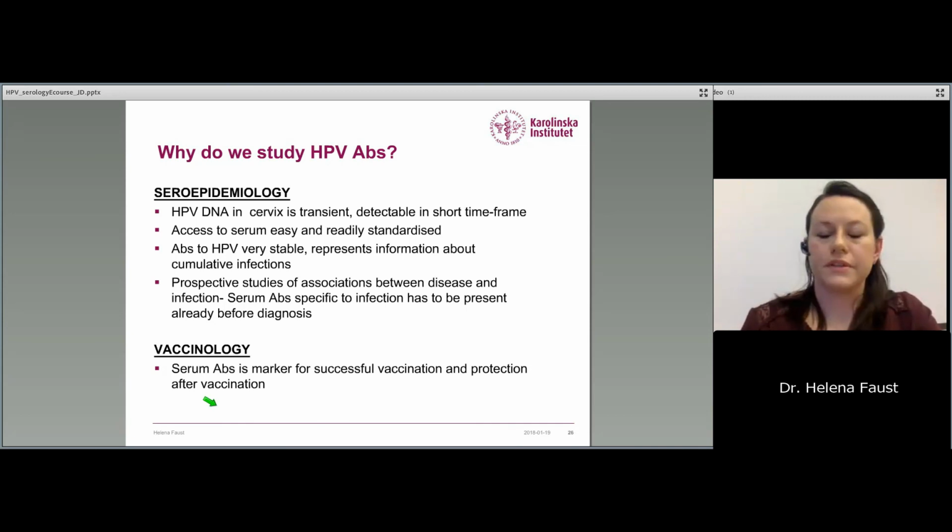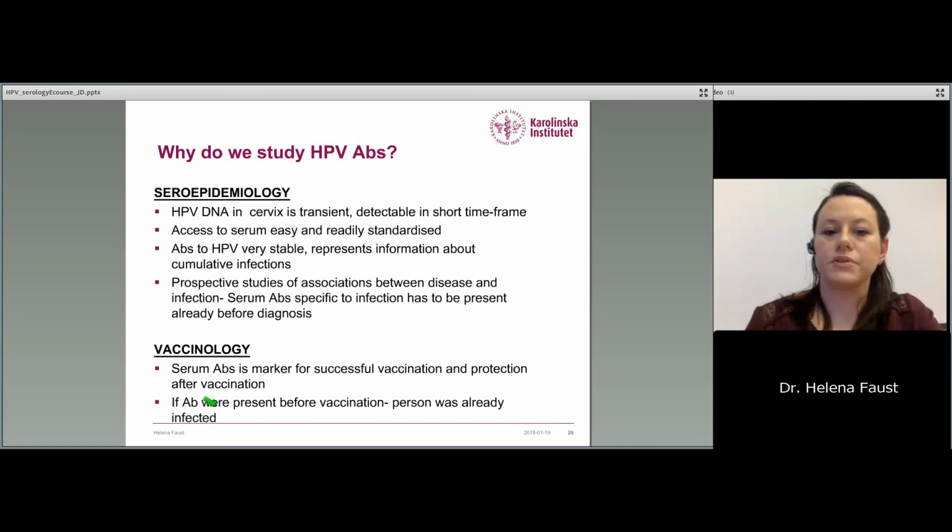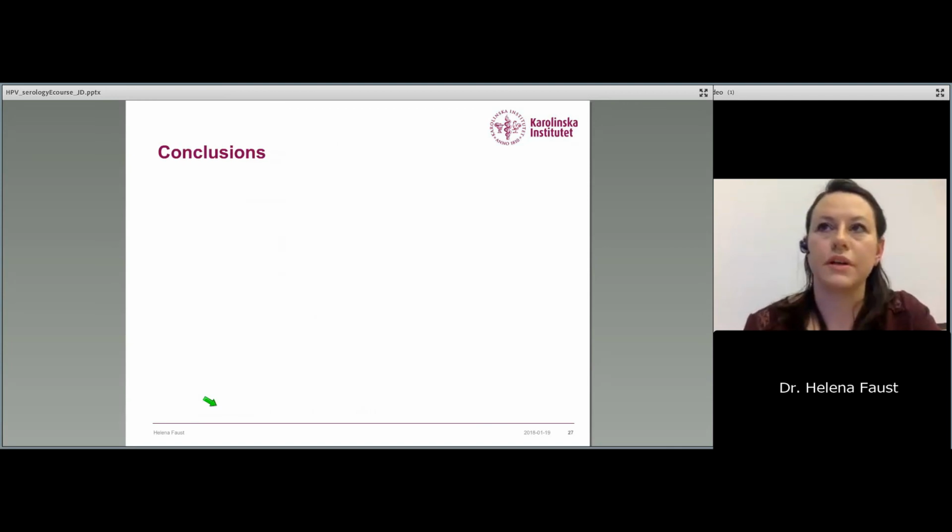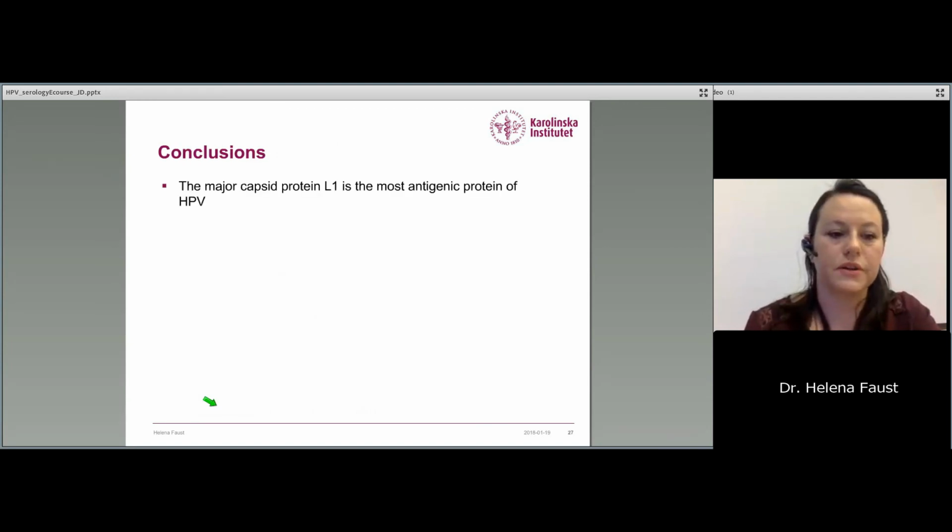Also, after vaccination, serum antibodies are a marker for successful vaccination and also protection after vaccination. And if there were antibodies already before vaccination, we know that the person was infected before. That means that the protection most likely is not as good as in non-infected persons.